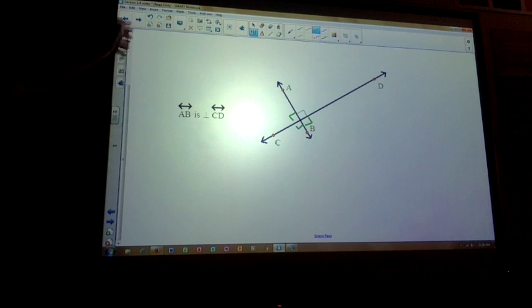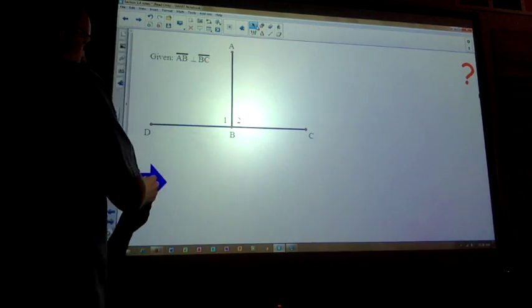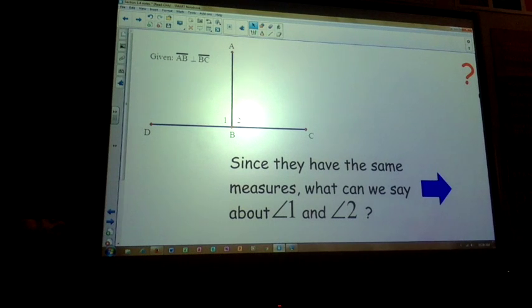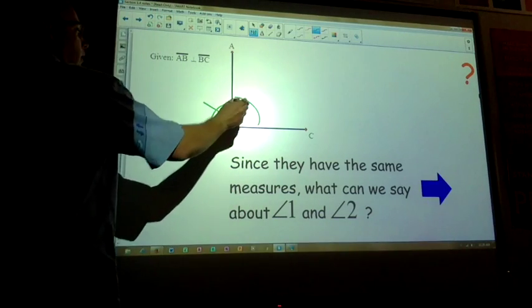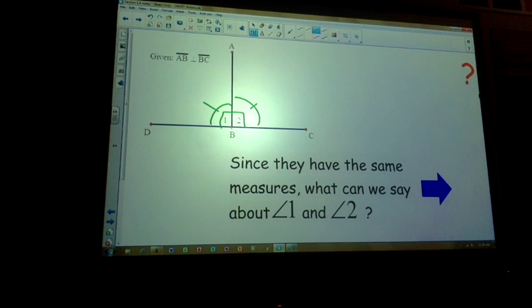Okay, so given AB is perpendicular, so they use the upside down T, to BC, there is something I can pull out right here. Since they have the same measures, what can we say about angle 1 and angle 2? They are supplementary. What else can we say about these two angles? They are congruent. They happen to both be 90 degrees, but 90 equals 90. Is that all right?